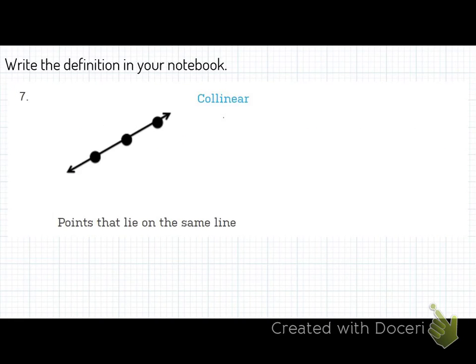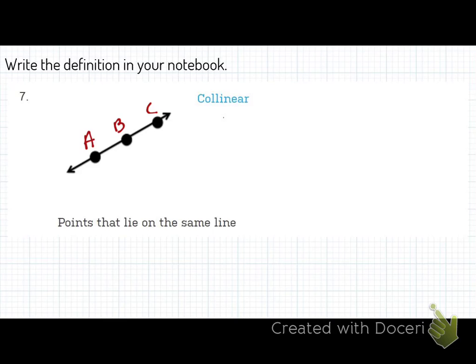Next one, collinear. Points on the same line. You see how there's a line here? Let's say we had line AC here. Well, line AC may have another point, point B. All 3 points, A, B, and C, are collinear. They share the same line.